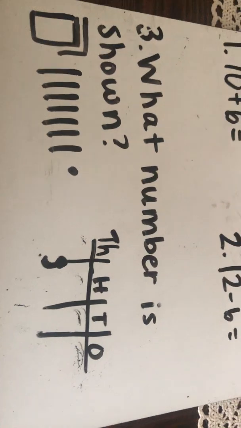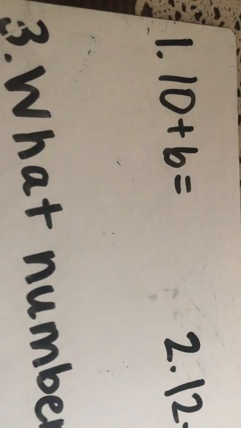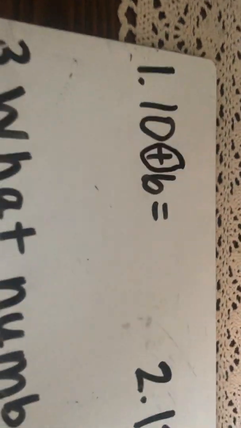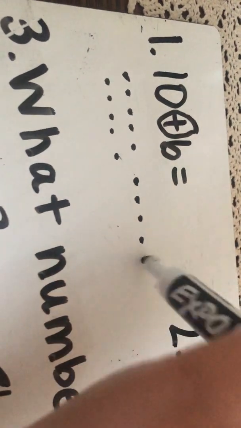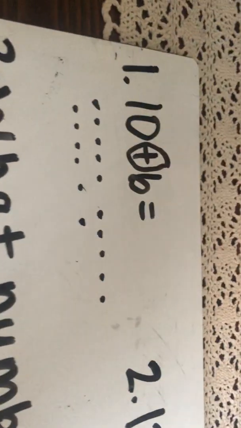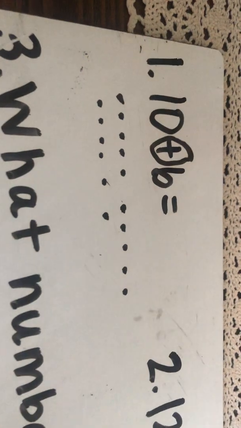So we are going to start with number one. Number one is 10 plus 6. So that means we're starting with 10 and we're adding 6 more. So I'm going to start by drawing my picture. 1, 2, 3, 4, 5, 6, 7, 8, 9, 10. Then I'm adding 6 more to it. 1, 2, 3, 4, 5, 6. Right, and now I'm going to count it up to see what 10 plus 6 is.